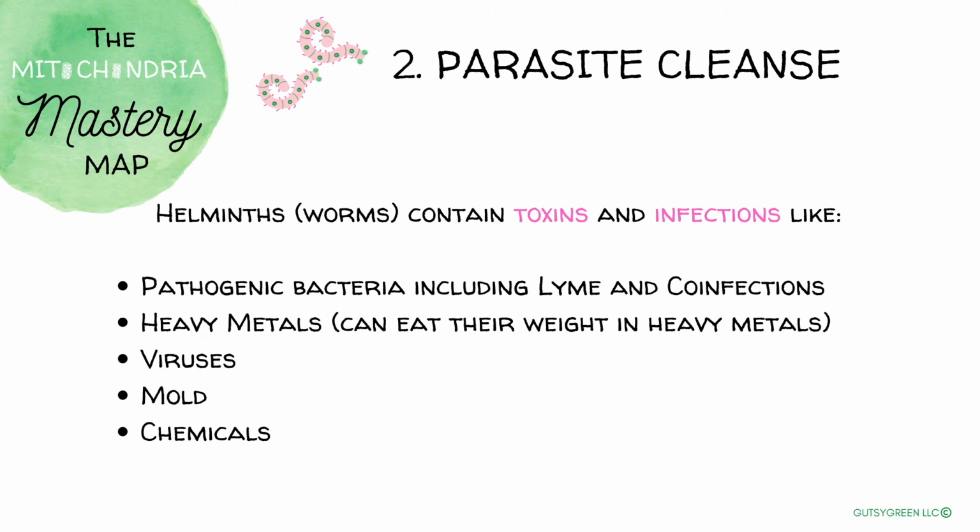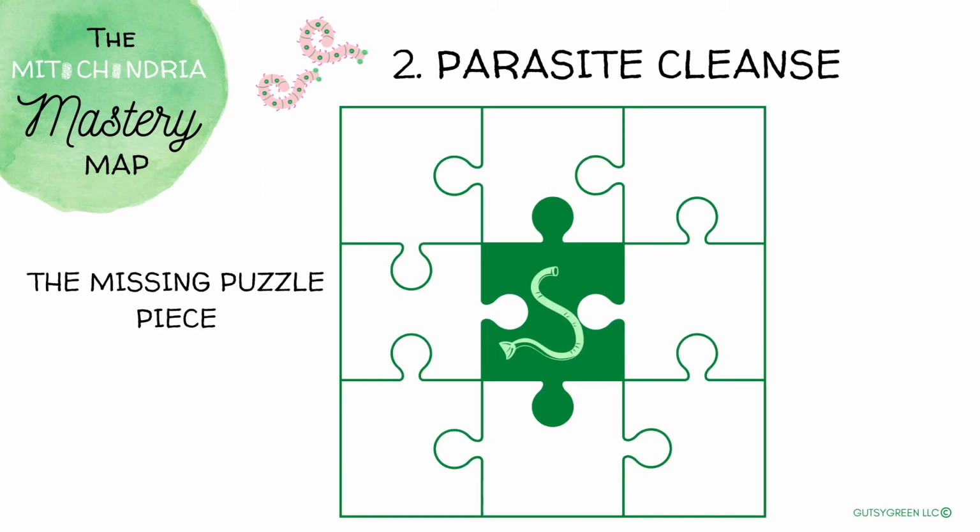So helminths, or worms, contain toxins and infections like pathogenic bacteria, including Lyme and co-infections. They contain heavy metals. Literature has shown that worms can actually eat their weight in heavy metals. They contain viruses, mold, and mycotoxins, and then they also sop up a lot of the environmental toxins that we're exposed to, things like pesticides, plastics, and other chemicals. So many practitioners currently miss this key step, right?